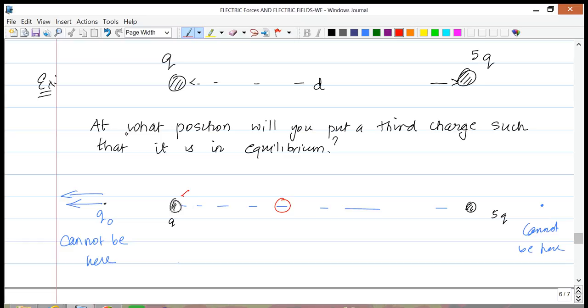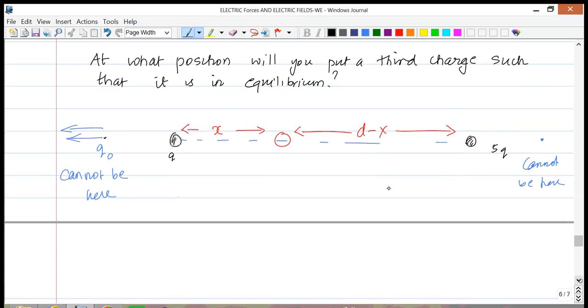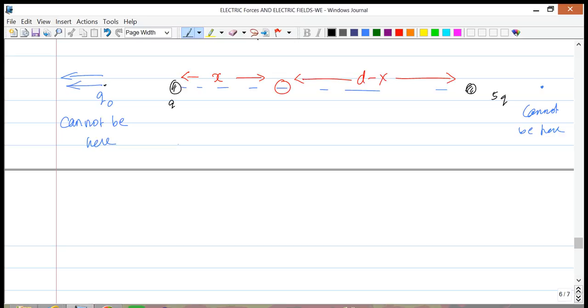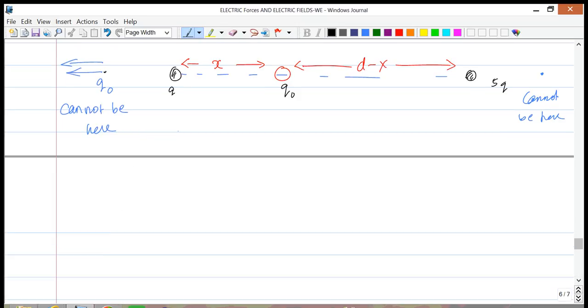Let us just call this distance x. Let us say it is a distance x from charge q, and so it'll be a distance d minus x from charge 5q. Great. Now that we have this, let us equate the two forces. The test charge is simply some value q0. So for it to be in equilibrium, we know that the forces are going to have the same magnitude. Clearly the directions are going to be opposite in between the two.